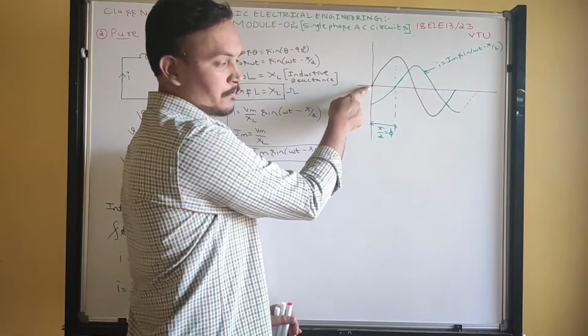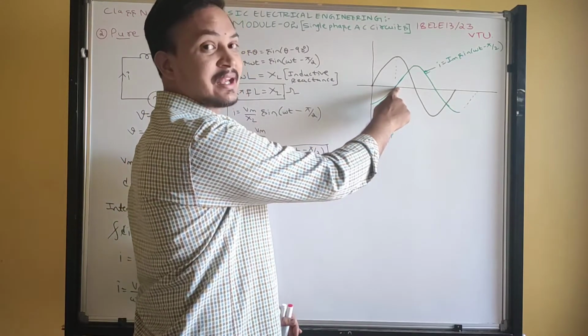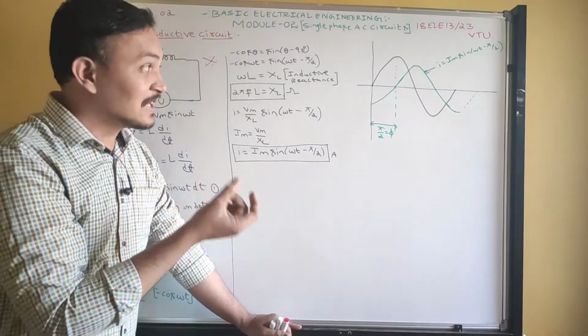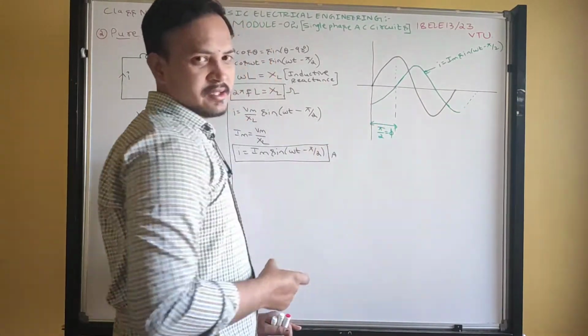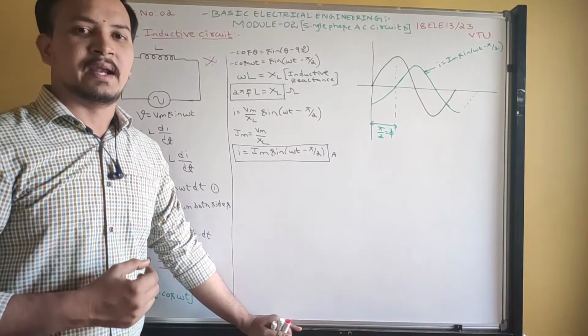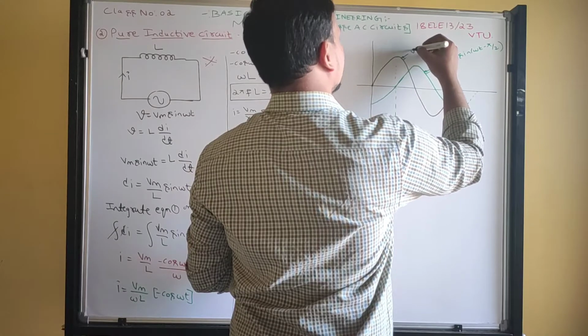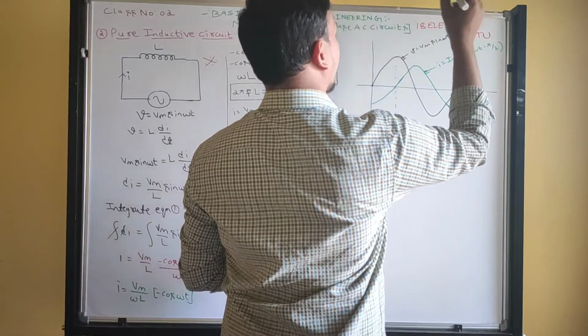See, look at here. Voltage is minimum at instant 0, but current is minimum at instant 90 degrees. So with respect to minimum values of both the quantities, there is a phase difference. How much phase difference? 90 degrees or pi by 2 radians. Okay, and this is the voltage waveform: v is equal to Vm sin omega t.